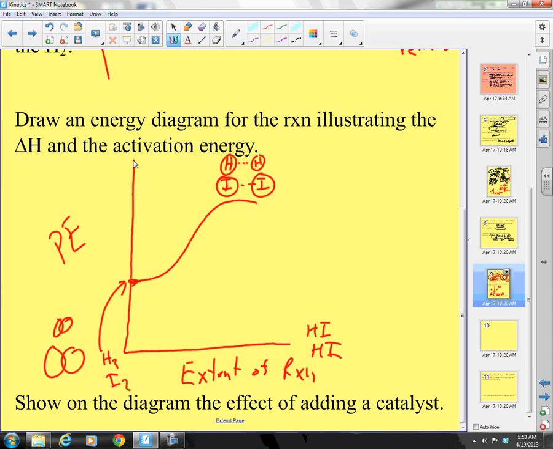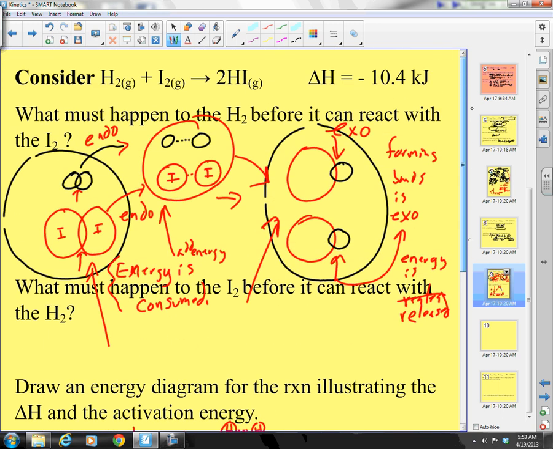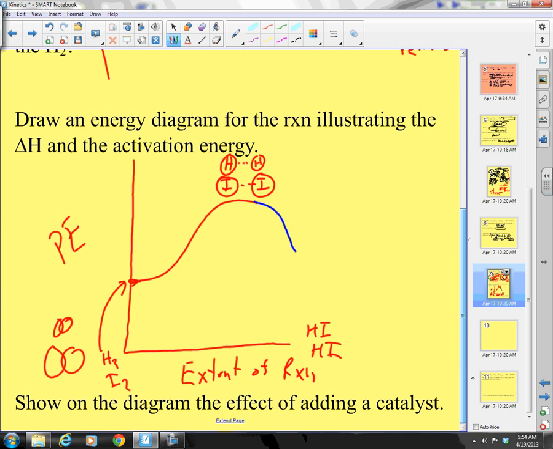And then what happens? I'm going to change colors. What happens after the bonds start forming? Energy is released. Now, how much energy is released? We have to come back up here. Let's look at this. It's a negative value. That means it's exothermic. So what does that mean? Do the reactants have more energy, or do the products have more energy? Well, if it's exothermic, that means the reactants have more energy. That means my starting spot here has to be higher than my ending spot. So I have to come down like that. And so at the end, this represents the energy of my HI. This represents the energy of my I2 and H2.